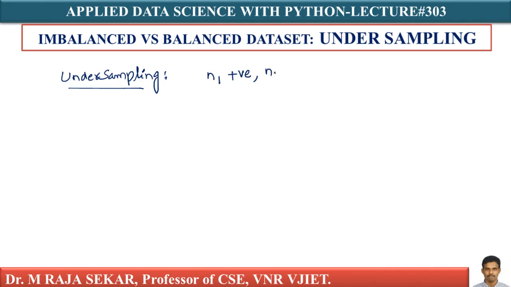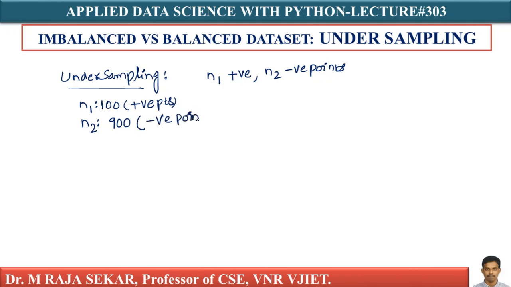and n2 is the number of negative points. That's what we assumed in my previous lecture. Let's say n1 is 100. What is n1? Basically n1 is the positive point set. Let me assume n2 is 900. What is this n2? n2 is negative points. Yes, let me assume like this.